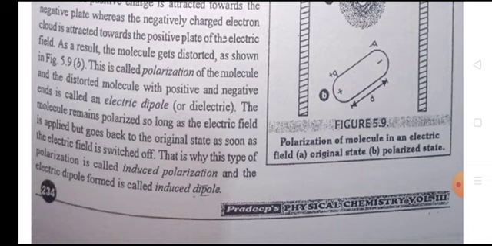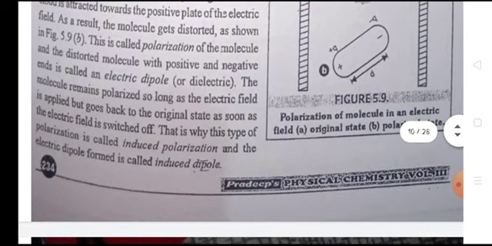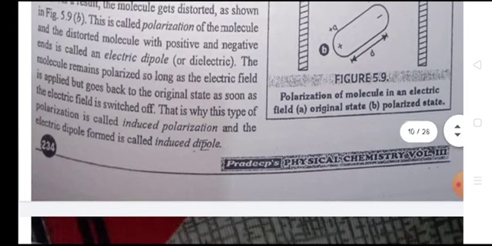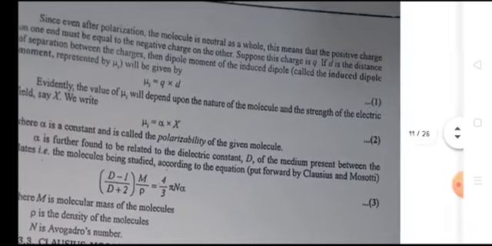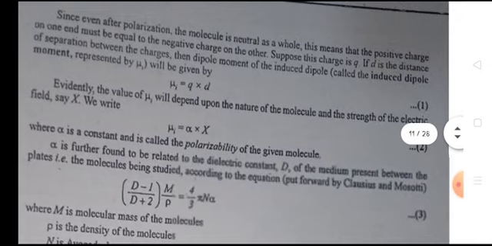The molecule remains polarized so long as the electric field is applied, but goes back to the original state as soon as the electric field is switched off. That is why this type of polarization is called induced polarization, and the electric dipole formed is called an induced dipole. Since even after polarization the molecule is neutral as a whole, this means that the positive charge on one end must be equal to the negative charge on the other.